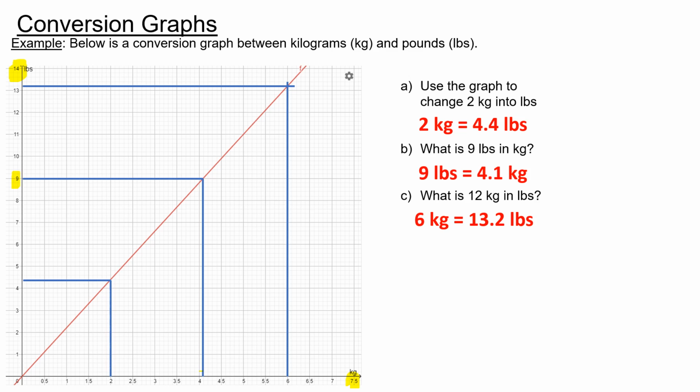We then need to go from 6 kilograms to 12 kilograms. To do this, we just need to double. So I can double both sides, times both sides by 2, to work out that 12 kilograms is double 13.2 pounds, which is 26.4 pounds. We can do this because the graph goes through the origin, 0, 0.